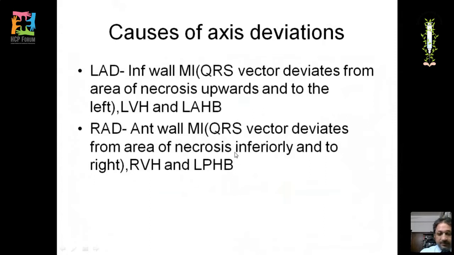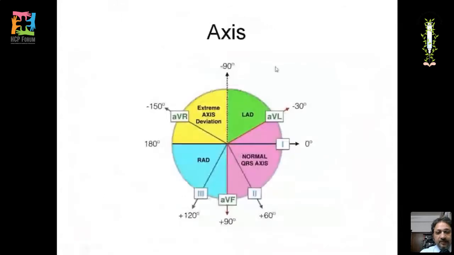So let me explain this. Coming back to the axis, if you draw the heart on this, this will be the inferior surface of the heart, here will be the apex, and this will be the anterolateral part of the heart. So if there's an inferior infarct, the axis will move away from this area towards this area. Therefore, in inferior infarct, you will have a left axis deviation.